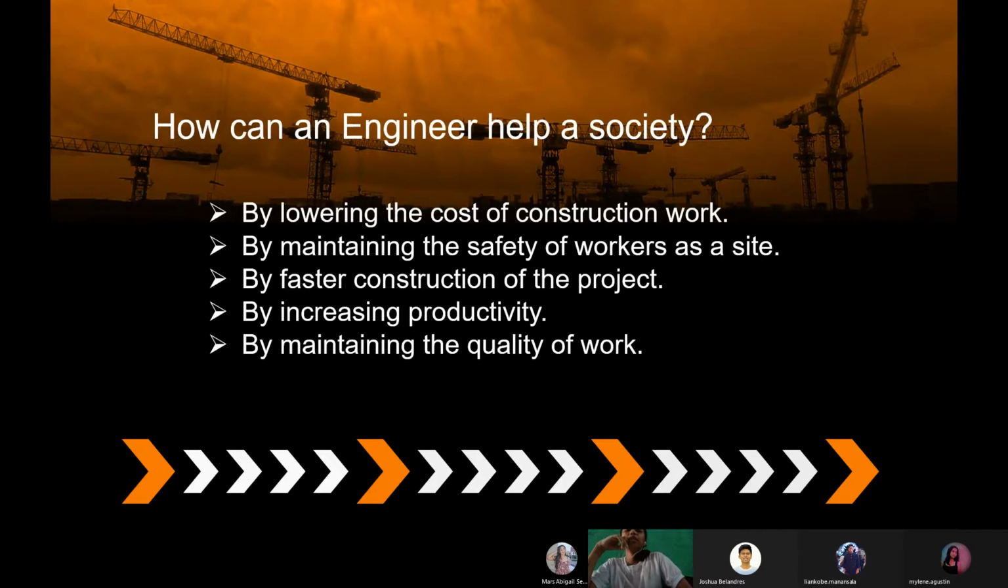So, how can an engineer help a society, specifically economically? So, let us read. By lowering the cost of construction work, of course, one of the duties of civil engineering is also to choose the most cost-efficient product, of course, without compromising the quality. And next, by maintaining the safety of workers at a site, by faster construction of the project, and by increasing productivity, also by maintaining the quality of work.